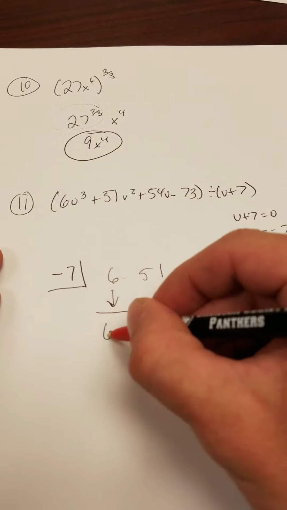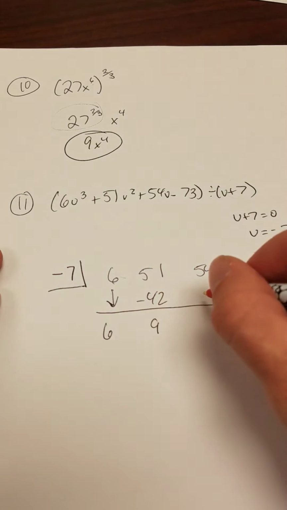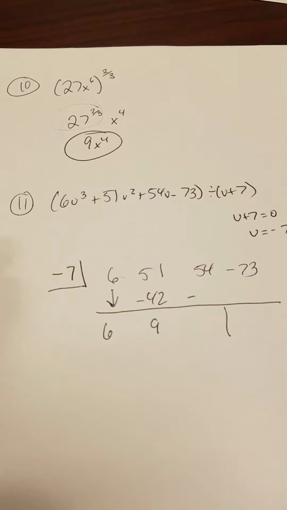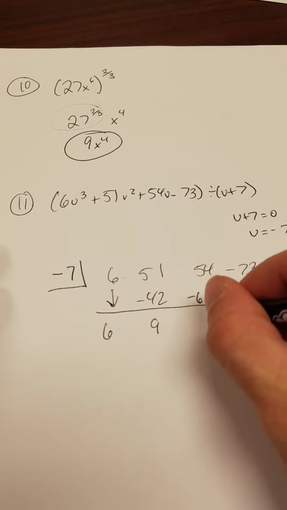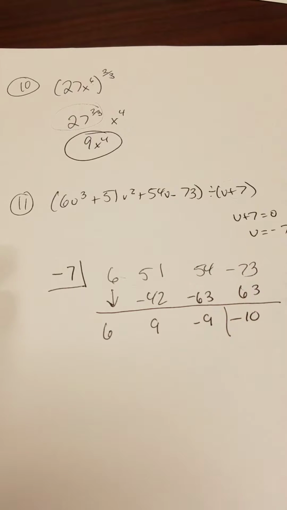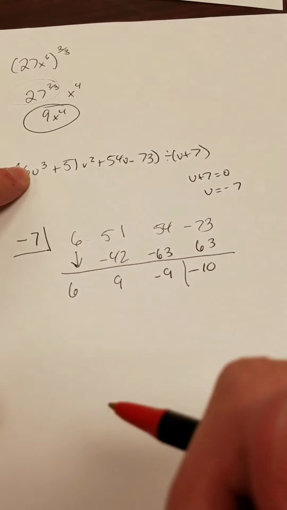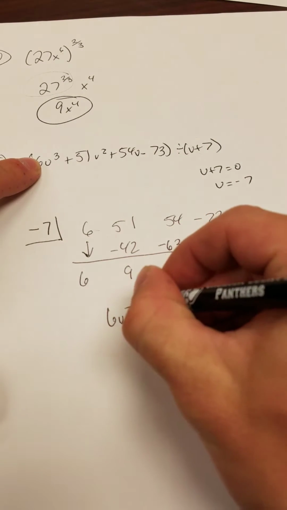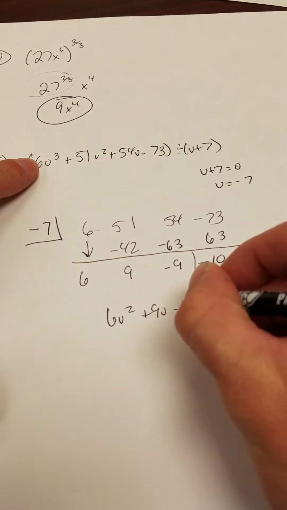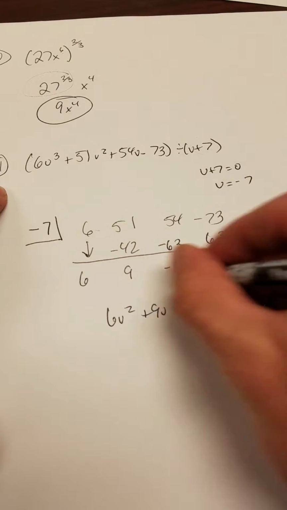First term always drops, and remember we're multiplying here. And then we add. Multiply. Add. Multiply. Add. So there's the synthetic division. This was v cubed. This is going to be v squared. Always go down by 1. And then that's the solution.